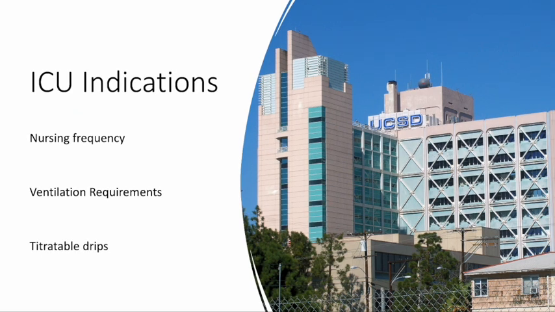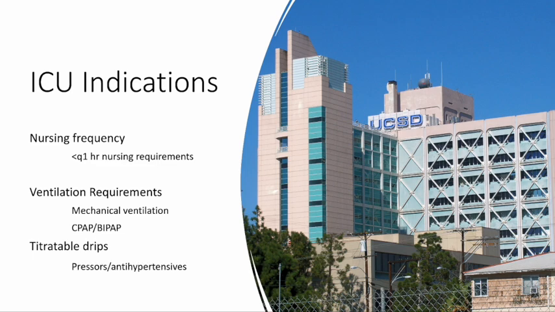So in summary, indications for the ICU are nursing requirements of Q1 hours or less, mechanical ventilation, BiPAP or CPAP, with the exception of those on their home settings only at night, titratable drips, including pressors or antihypertensives, and patients on CRRT or continuous renal replacement therapy, which we'll talk about next.